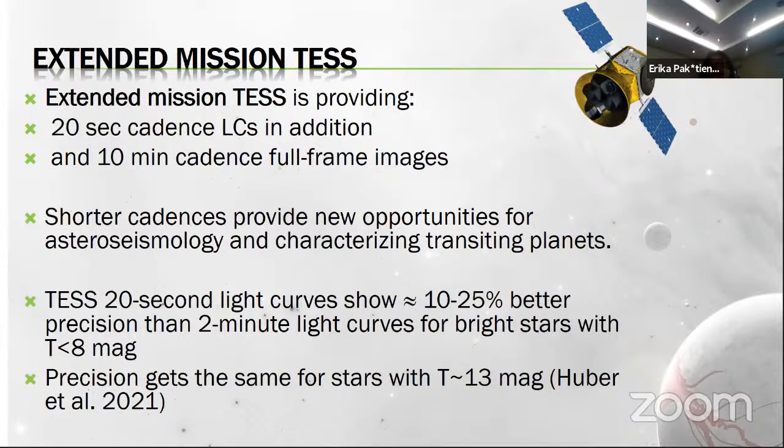We have shown in one of our recent papers that TESS 20-second light curves give from 10 to 25% better precision than 2-minute light curves for stars brighter than 8 magnitude. And the precision for both light curves becomes the same when the magnitude of the star is around 13.